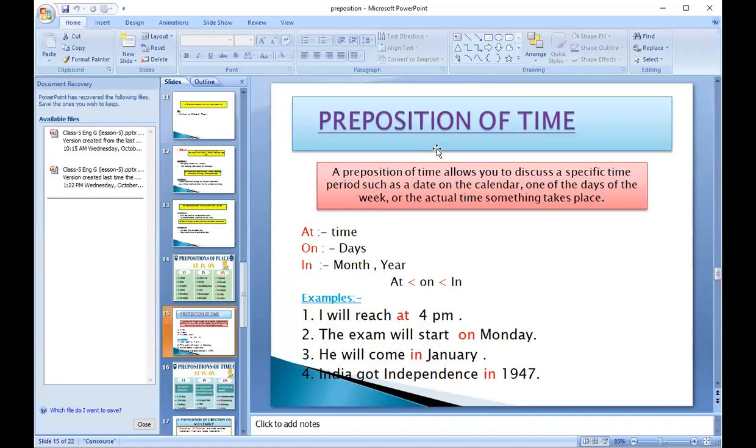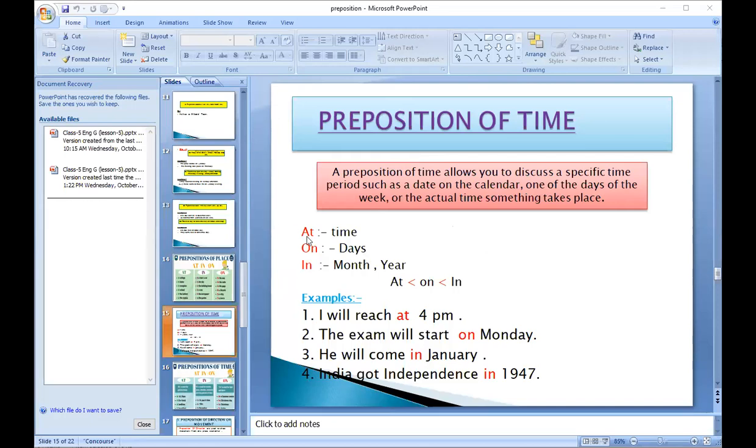Students, the preposition of time allows you to discuss a specific time. जब हम preposition of time की बात करते हैं तो ये क्या allow करता है, to discuss a specific time period such as the date on the calendar, on the days of the week or the actual time something takes place. So now students, you notice that in the category of the preposition of time, जब हम specific हम time period की बात कर रहे हैं, as a calendar की, अब month, days, weeks की बात कर रहे हैं, तो we use it as a preposition of time.